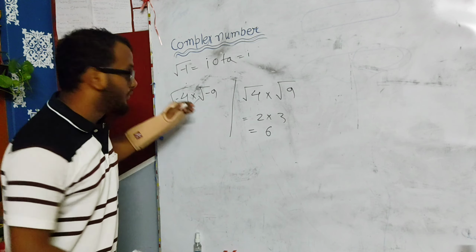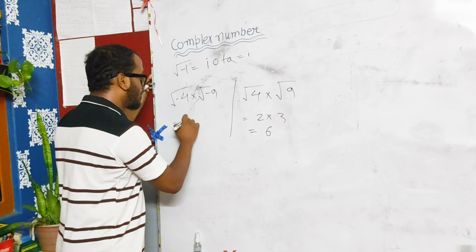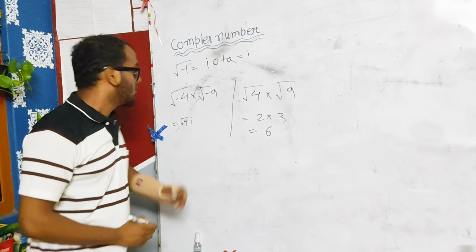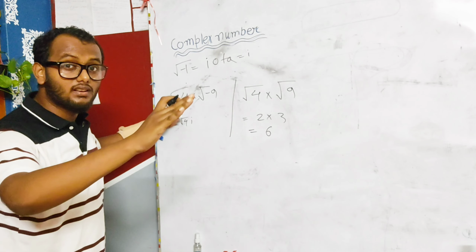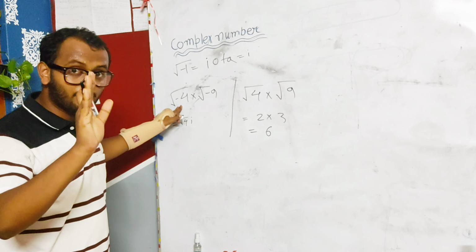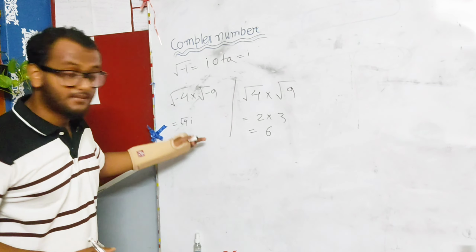What can we write as root of minus 4? We can write it as root 4 into i. How? Like simply we just shift the minus 1. You just shift the minus 1 to another square root, okay? Then you will be easily getting this i.